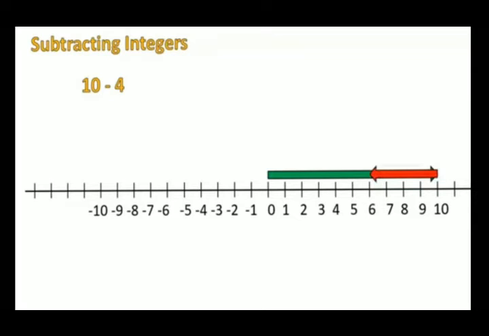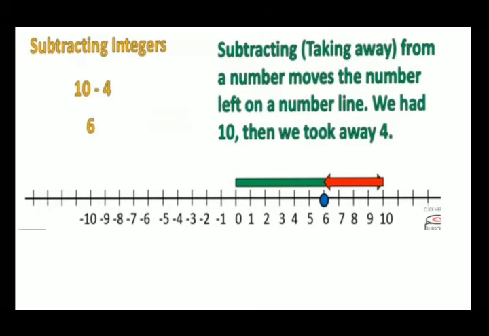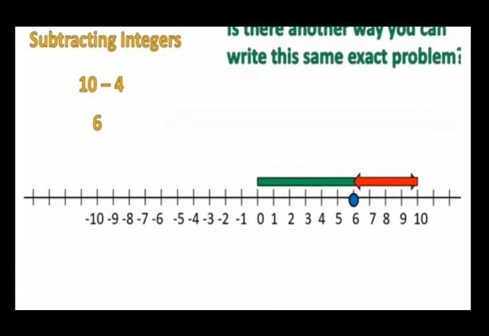So where are we reaching? We are reaching at 6 at the end. So the answer of 10 minus 4 is equal to 6. Here you can see subtracting or taking away from a number moves the number left. On a number line we had 10, then we took away 4. So we are getting the answer as 6.